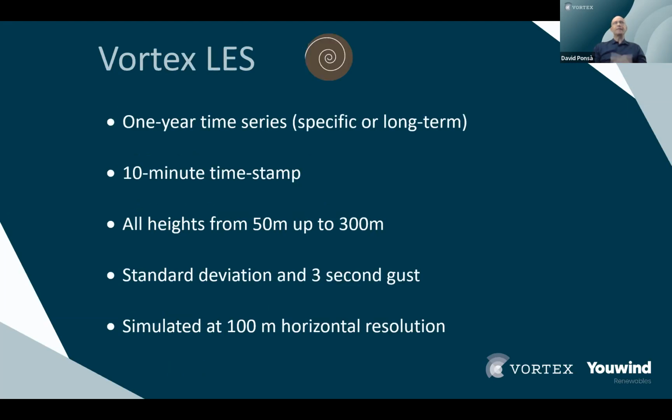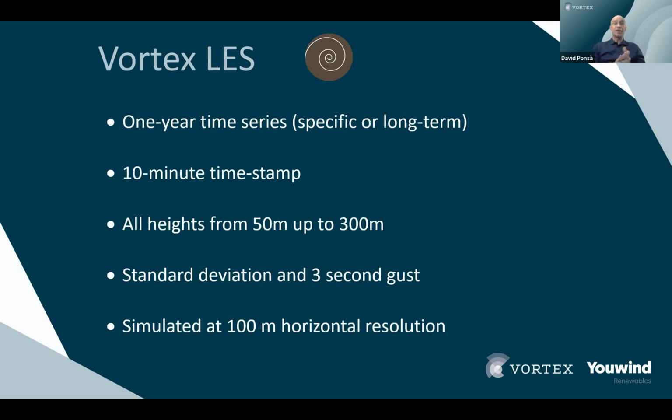We also have a time series, which is the Vortex LES. This is not for the long term. This is just 1 year of time series. Again, it's in a single spot. And differently from the series we talked about before, this is a 10-minute timestamp. So this is the nearest thing that you can find to a met mast. You would have with Vortex LES the same kind of data that you would be pulling out from a data logger. Again, all heights from 50 to 300 meters.